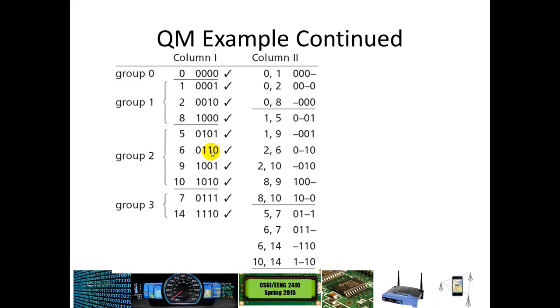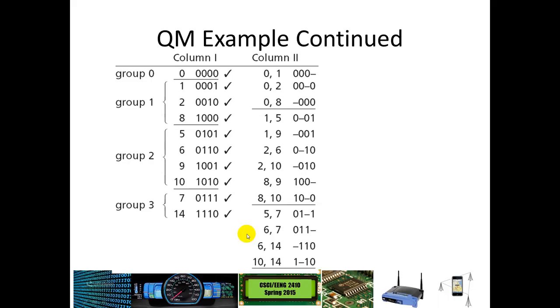So now we've done all of our column 1 comparisons, and we've got some elements over here in column 2, and we're going to compare these groups now. So what we end up having here in column 2, we have our 0 ones group up at the top. Now we have our 1 ones group in the middle, and down here at the bottom we have our 2 ones group. And again, we're going to do group by group comparisons.